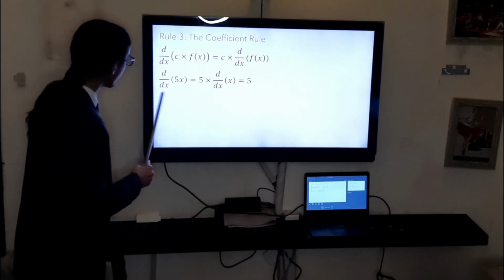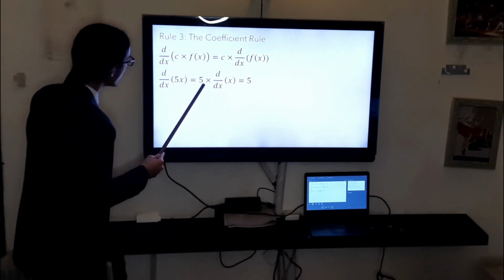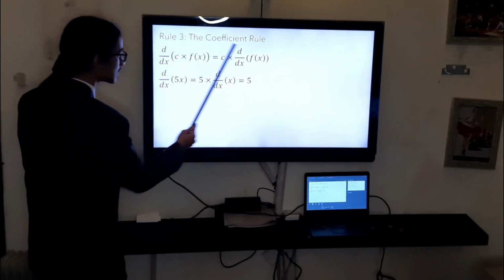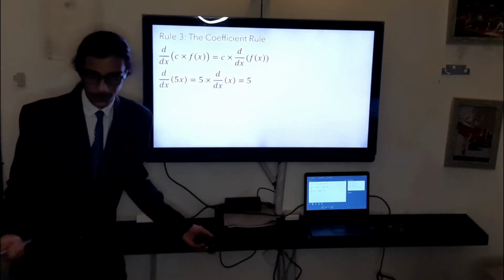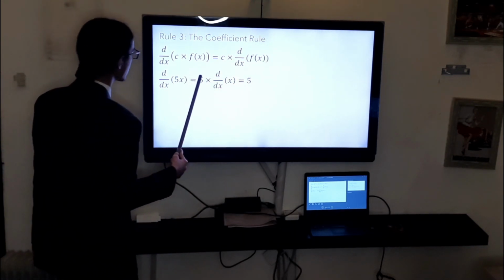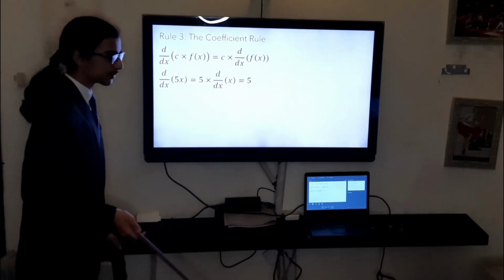So what I can say is I can write this as, according to this, x is just a function, right? So I can say this is 5 into the derivative of x, right? Just applying the rule, I can take the constant out. What is the derivative of x? It's 1. We just learned that, right? So I can just say it's 5 into 1, which is just 5, right? So we can just take the constant out of the derivative, right?